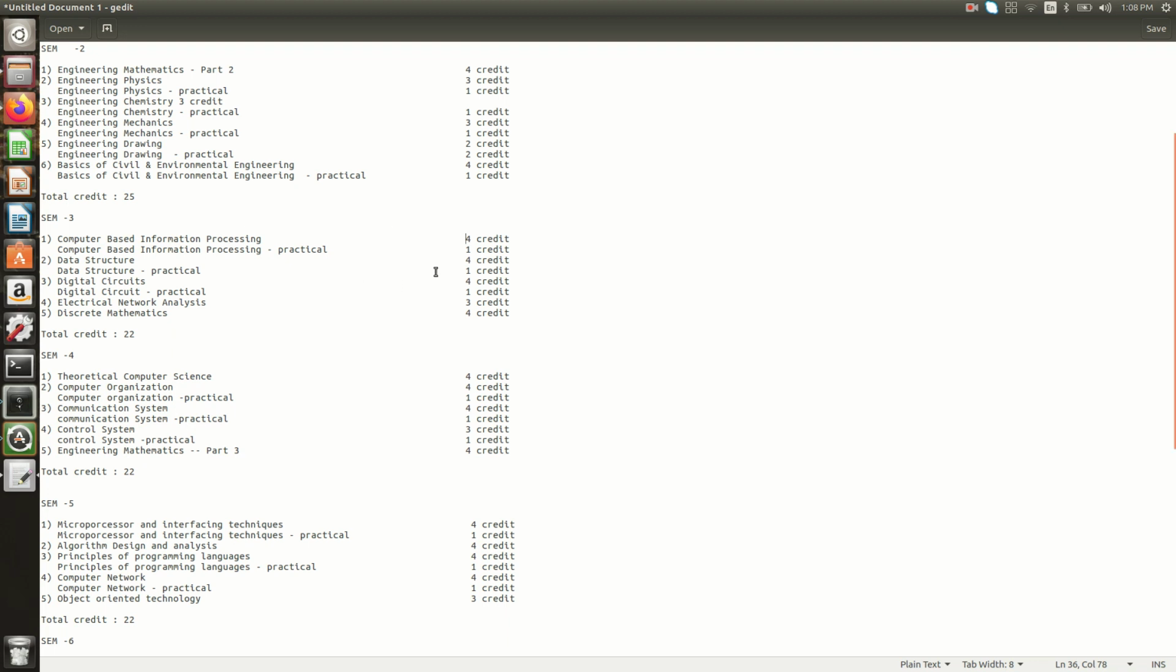So semester 3, let's come to semester 3 computer engineering. The first subject is CBIP. This is computer based information processing. It is basically database management system. The name of the subject is given like that.